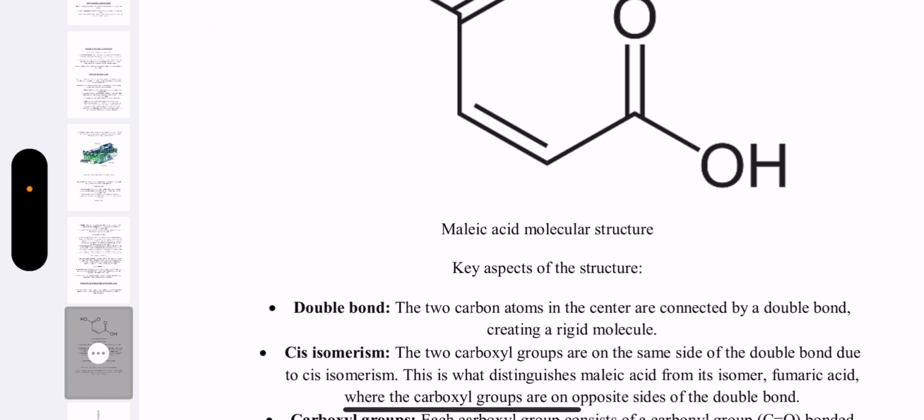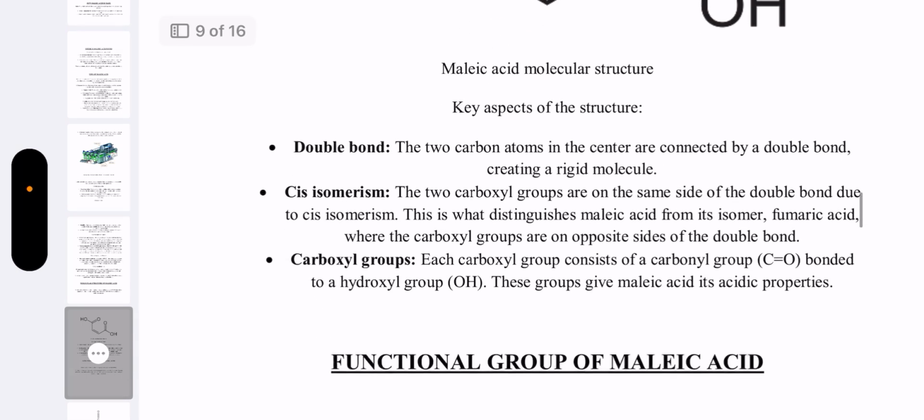Key aspects of the molecular structure of malic acid: the two carbon atoms in the center are connected by a double bond, creating a rigid molecule. Similarly, these two carboxyl groups are on the same side of the double bond. This is what distinguishes malic acid from its isomer fumaric acid, where the carboxyl groups are on the opposite sides of the double bond.